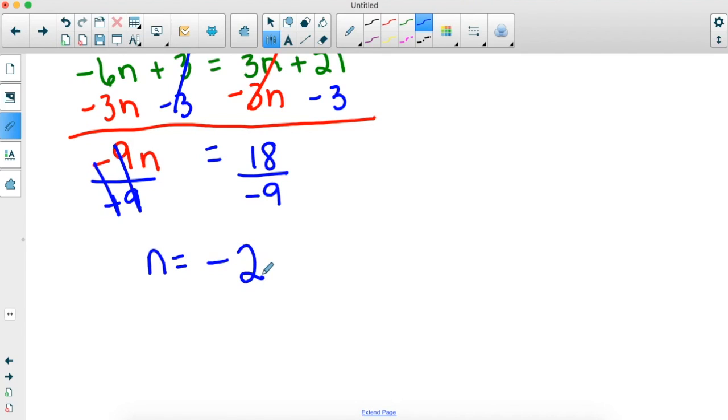Okay, that's it. So this is what we did to solve equations with one variable. Just be careful when you're using the distributive property. Be careful of the negatives.